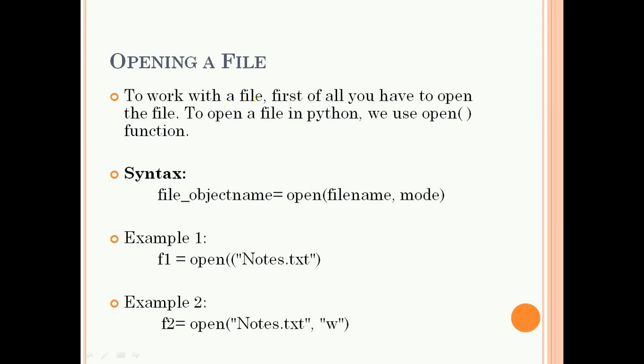To work with a file, first of all, you have to open the file. To open a file in Python, we use the open function. This is the syntax of the open function. You have to write open, then within parentheses, the file name.